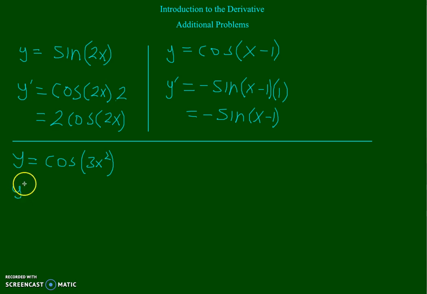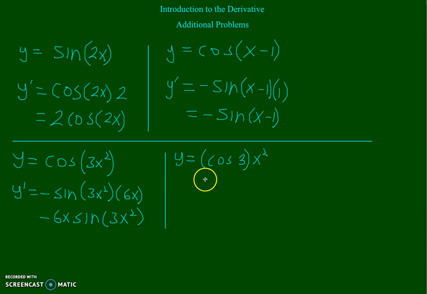So given that this is the correct interpretation, let's go ahead and take the derivative. So we have y prime equals, derivative of cosine is negative sine, and we have the inside piece intact, times the derivative of the inside piece, the chain rule. 2 times 3 is 6x. So simplifying this, we have negative 6x sine 3x squared.